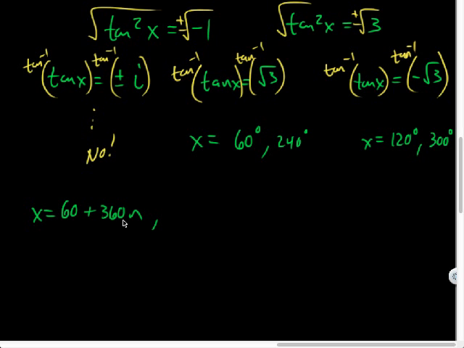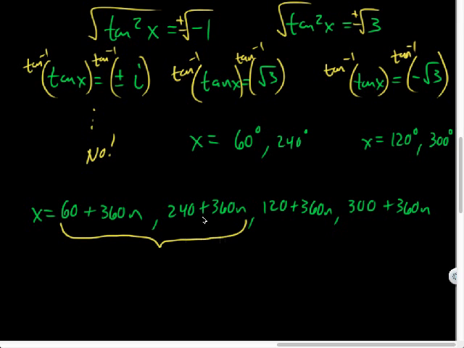So that's some of my answers, infinitely many of them. Or it's equal to 240 plus 360n. Or it's equal to 120 plus 360n. Or it's equal to, my goodness, 300 plus 360n. And I believe it's actually possible to simplify this. These two expressions on the left, how far away is 60 degrees and 240 from one another? 180. It turns out I can actually rewrite that as x equals 60 plus 180n.